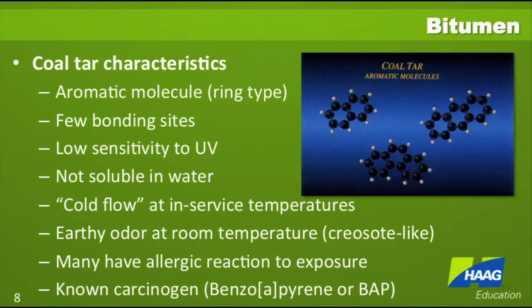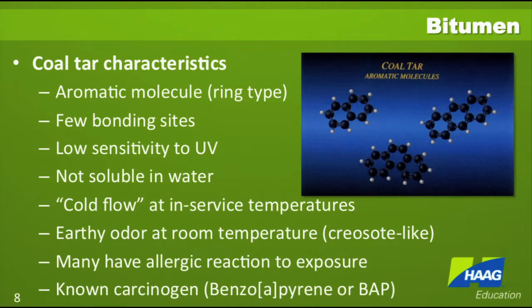The characteristics of coal tar are somewhat different from asphalt. One is molecularly, it has a ring formation, different from that long chain we saw for asphalt, and this is a more stable type of molecule. And as such, it has lower sensitivity to ultraviolet light, and it is not soluble in water.